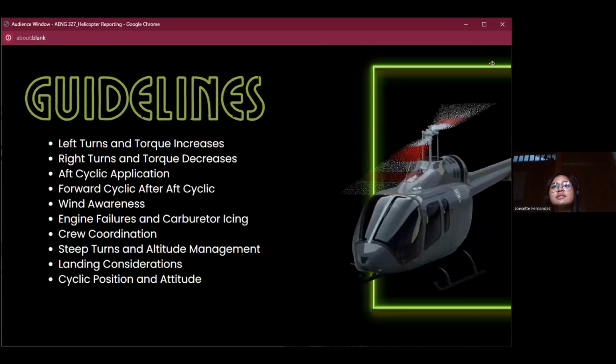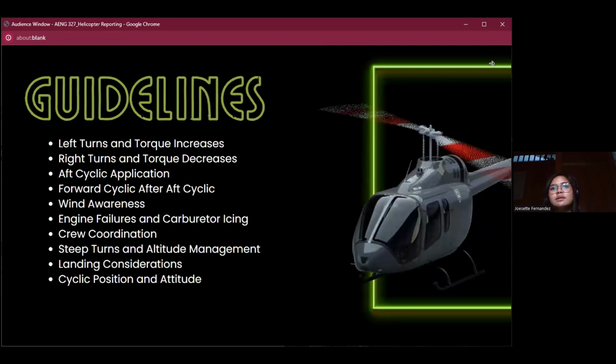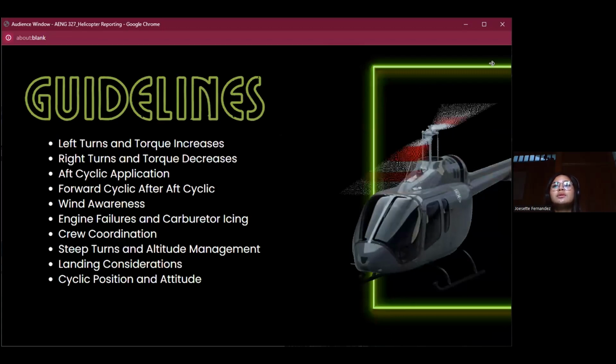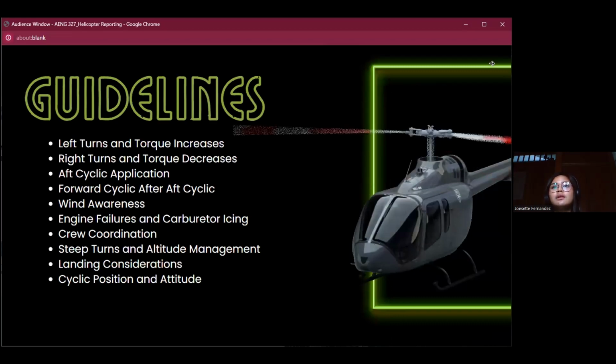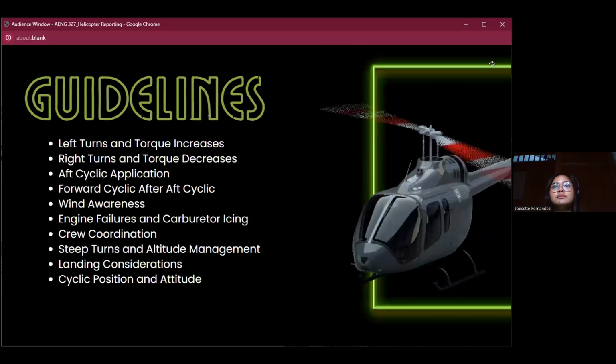Application of aft cyclic. When you apply aft cyclic, pulling the cyclic stick towards you, several things can happen. The torque decreases, so the helicopter's tendency to rotate around the vertical axis lessens. The rotor speed increases. So by adjusting the cyclic, you alter the blade pitch, affecting lift and rotor speed.